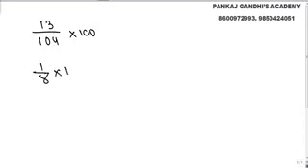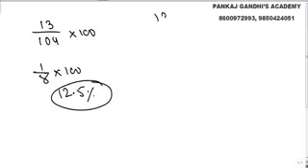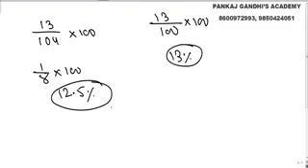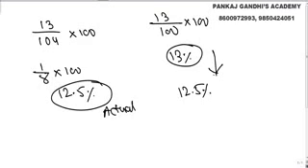Let's say we're supposed to find out 13 upon 104 into 100. 13 is what percent of 104? We know it's 1 by 8 into 100, that is 12.5%. But let's say someone does it 13 by 100, making the denominator a round figure. This is the actual answer. To get the actual answer, this answer should be reduced.